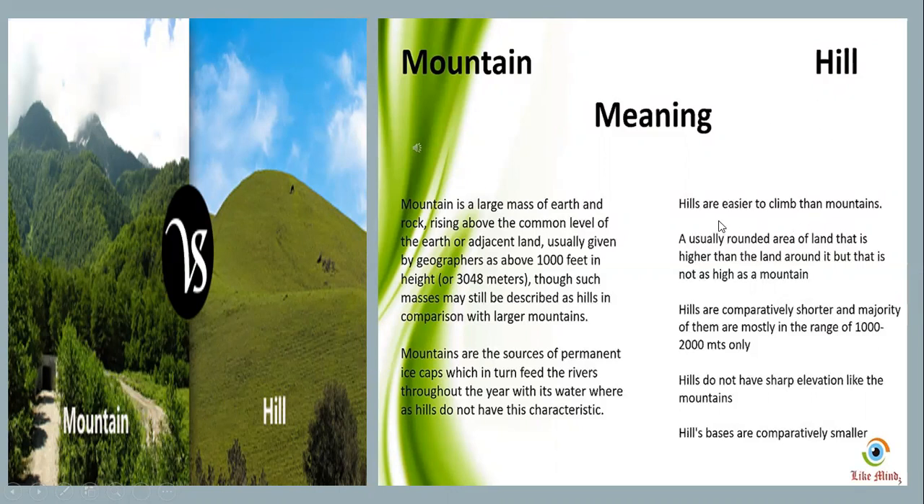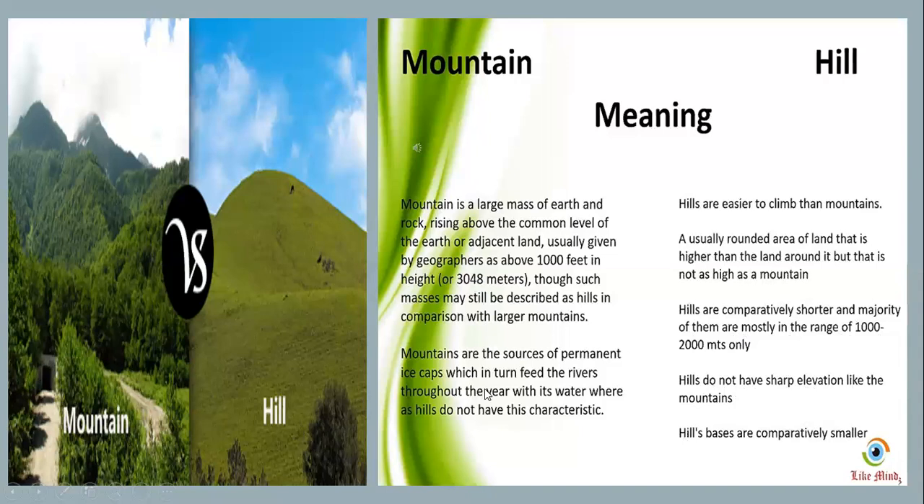Now see, what are the hills? Hills are easier to climb than mountains. Look like this, someone is climbing. A hill is usually a rounded area of land that is higher than the land around it, but not as high as a mountain. Look, it's easy to climb and it's a rounded area. Hills are comparatively shorter and the majority of them are mostly in the range of 1000 to 2000 meters only. Hills do not have sharp elevation like the mountains, which, as I told you, are so steep. They are not steep, they are not sharp. Hills' bases are comparatively smaller.